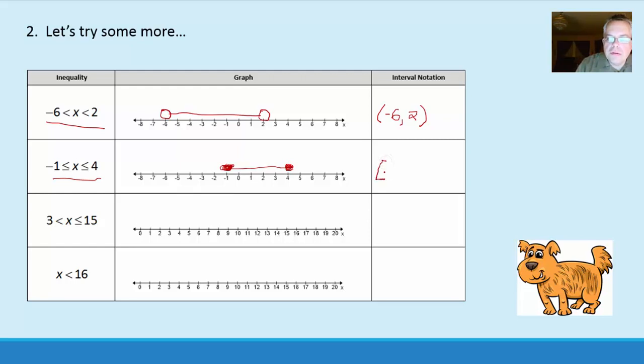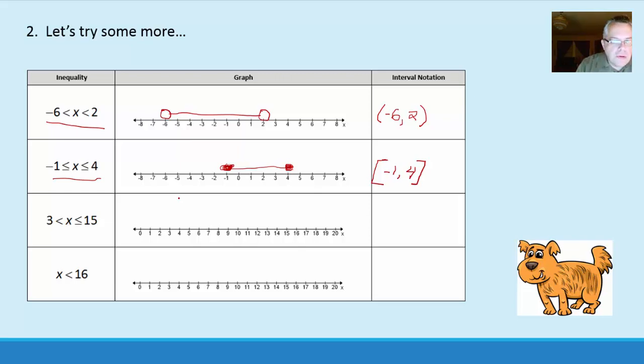So we're going to use a closed bracket because it includes negative 1. And it's going to go up to 4, and another closed bracket because my interval includes 4. So pretty much when it's a hollow dot, you're going to use an open parentheses, and when it's a solid dot, you're going to use a closed parentheses.